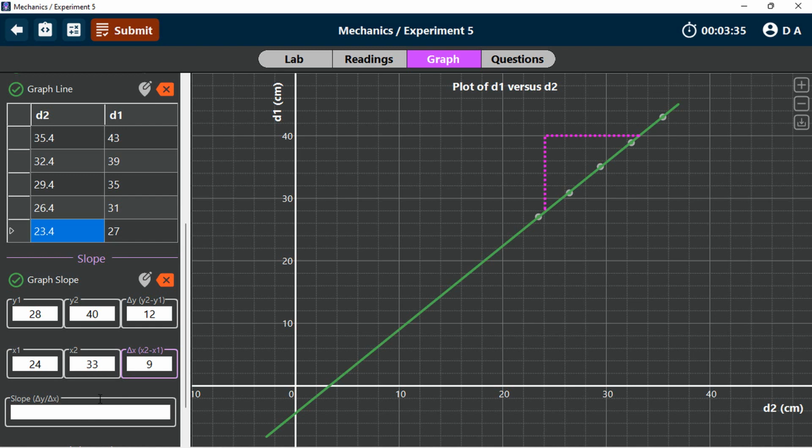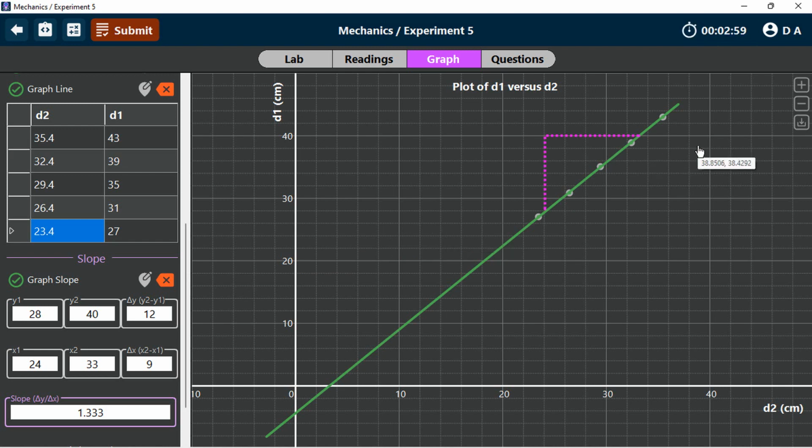So if you divide 12 by 9, that gives you the slope. Slope is the change in y divided by the change in x, and that's 12 divided by 9, which makes the slope equal to 1.333. So it's roughly 1.333. So that's the slope. Now we're done with the graph, and we've got every aspect of the graph plotted.